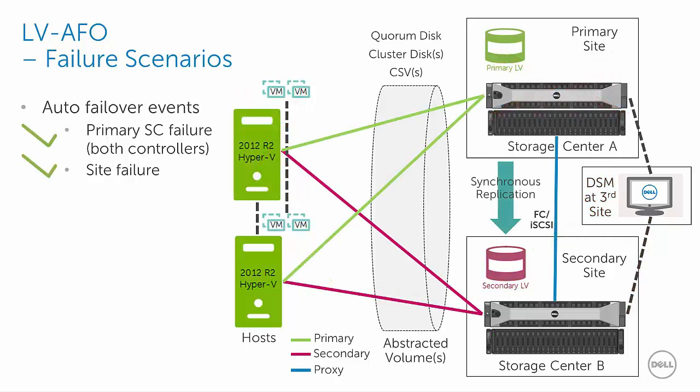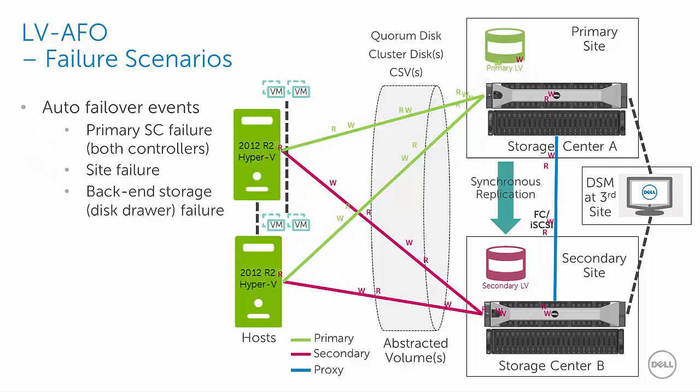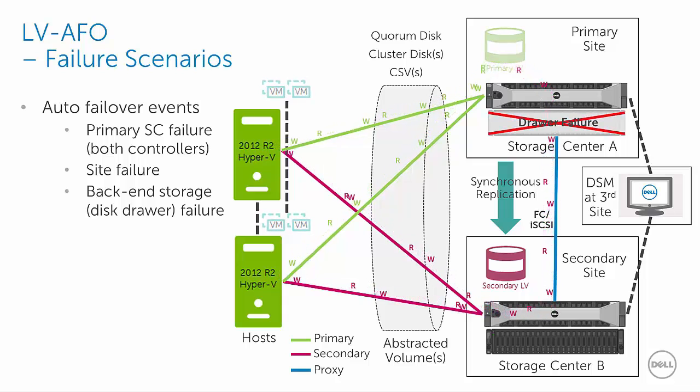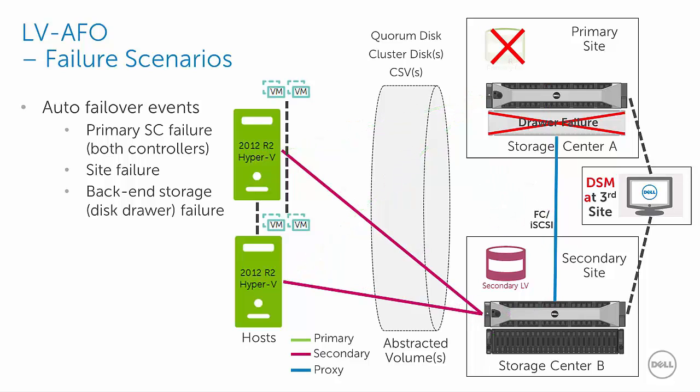In addition to a storage center or site failure, another scenario that would cause a live volume failover would be a back-end storage failure. As before, we'll introduce I/O and then show what happens if there is a distro failure. The result is very similar to a complete storage controller failure in the way that DSM reacts to the event and promotes the secondary live volume to primary status in about 30 seconds or less.